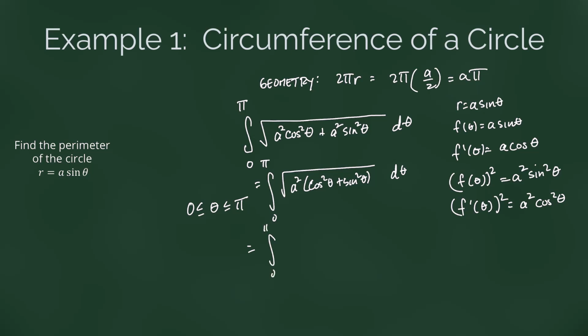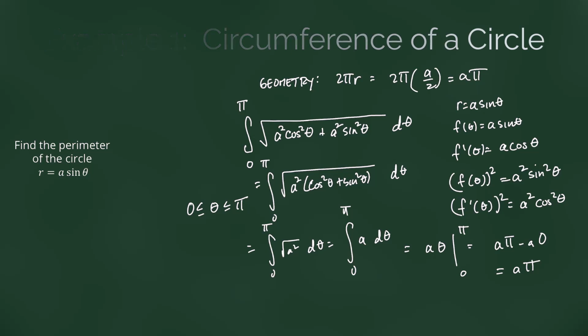So this becomes the integral from 0 to pi of the square root of a squared d theta, which is of course just the integral from 0 to pi of a d theta. Taking our antiderivative, we get a times theta, and we're evaluating that from 0 to pi. That gives us a times pi minus a times 0, which is of course just equal to a times pi.